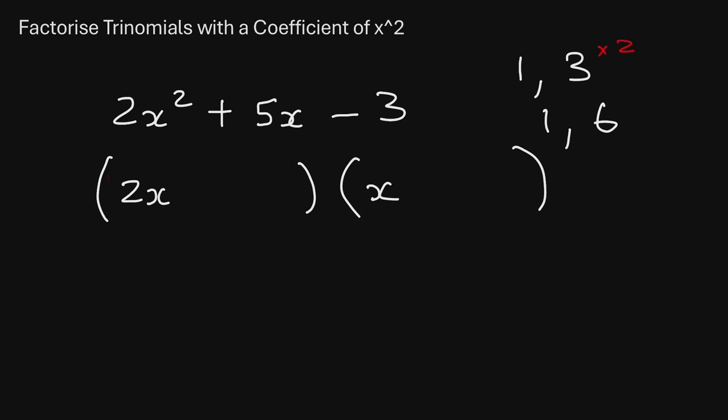So now, this 3, the factor that multiplies with the coefficient, we put it in the bracket where we don't have the coefficient of x. So the 3 is going to be on this side, and then the factor 1 is going to be on that side.